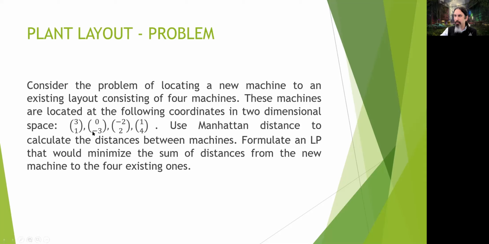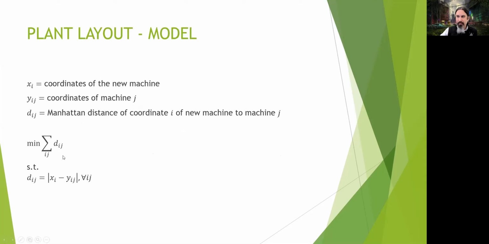So if this is an x value, let's call this x value and let's call this the y value. The difference between x values and the difference between y values. So it's going to be equal to the absolute value of those differences. So what we want to do is just minimize the d values, the distances dij. So xi is the coordinates of the new machine, yij the coordinates of machine j, and dij the distance of coordinate i of the new machine to machine j. So we are trying to find the distance between those 2 machines.